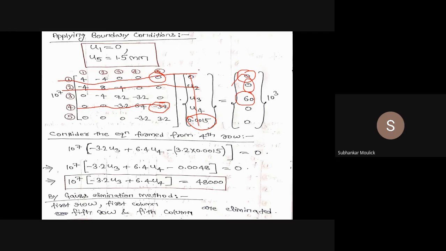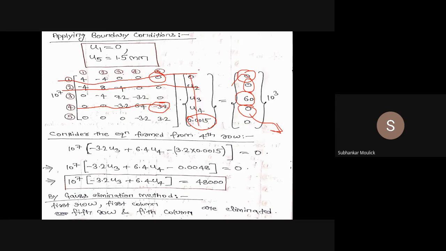But when you are writing the matrix equation for the fourth row, that means this fourth row into this column, you are getting a definite value. Multiplying, 0 into 0 is 0, 0 into u2 is 0, minus 3.2 times u3 plus 6.4 times u4 minus 3.2 into 0.0015. That means you are getting some value. So the right hand side expression F4 can never be 0; it will have some definite value.